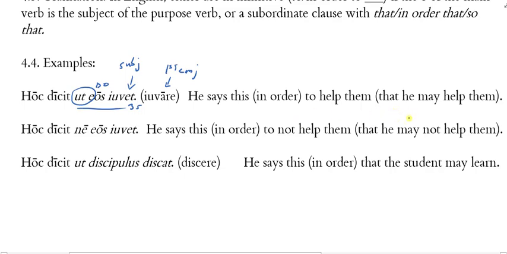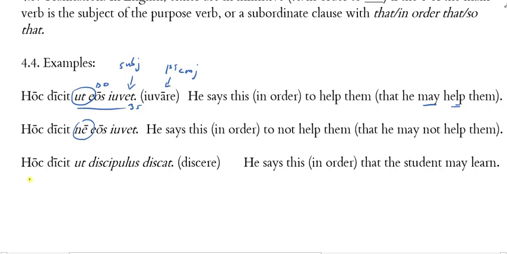Or I could use a full dependent clause. He says this that he may help them. And I can use may help for my translation there. Now I'm using the same main clause in each of these examples. Hoc dicit, secondly, he says this. And now I have ne, which is introducing the purpose clause, but it's a negative purpose clause. He says this, ne eos iuet, in order to not help them, or that he may not help them. All right, so that's negative purpose. The main verb action happens for the purpose of this not happening.